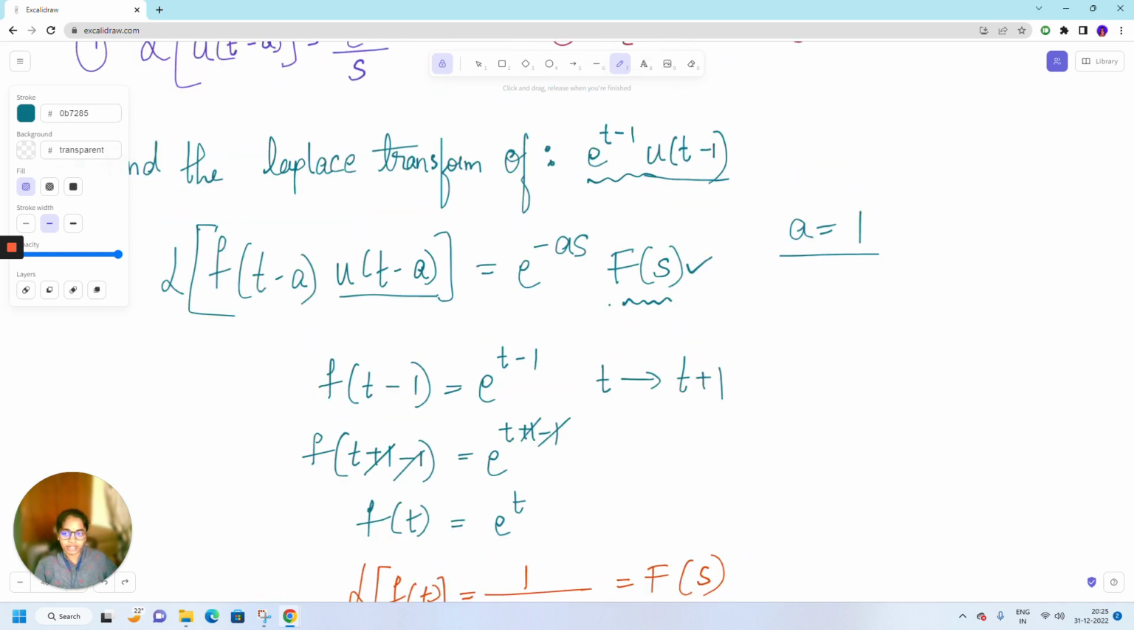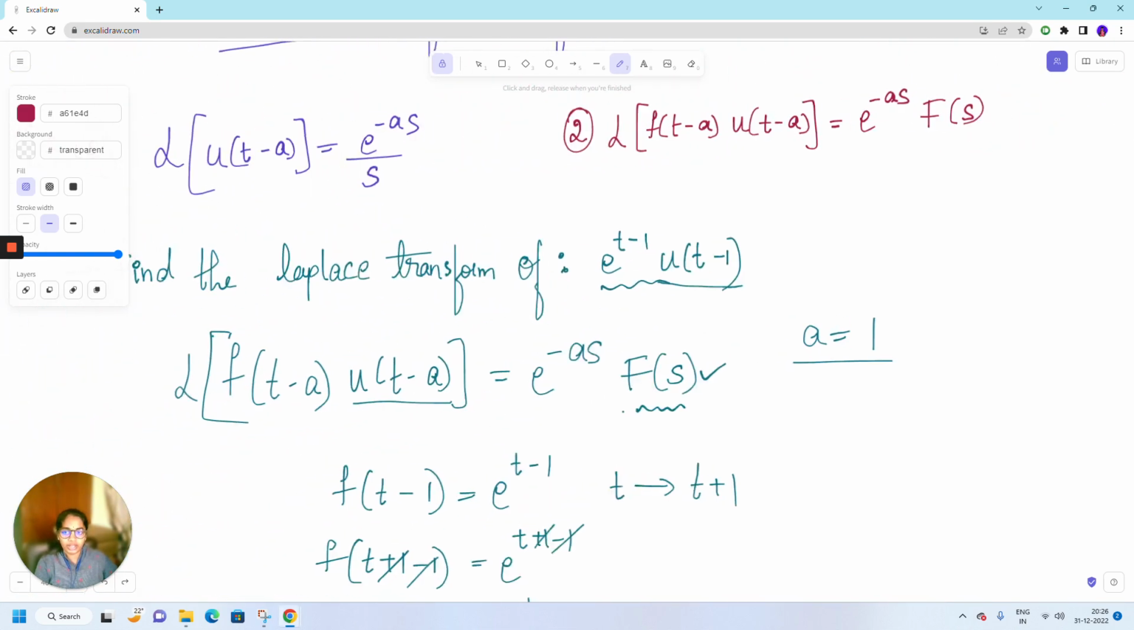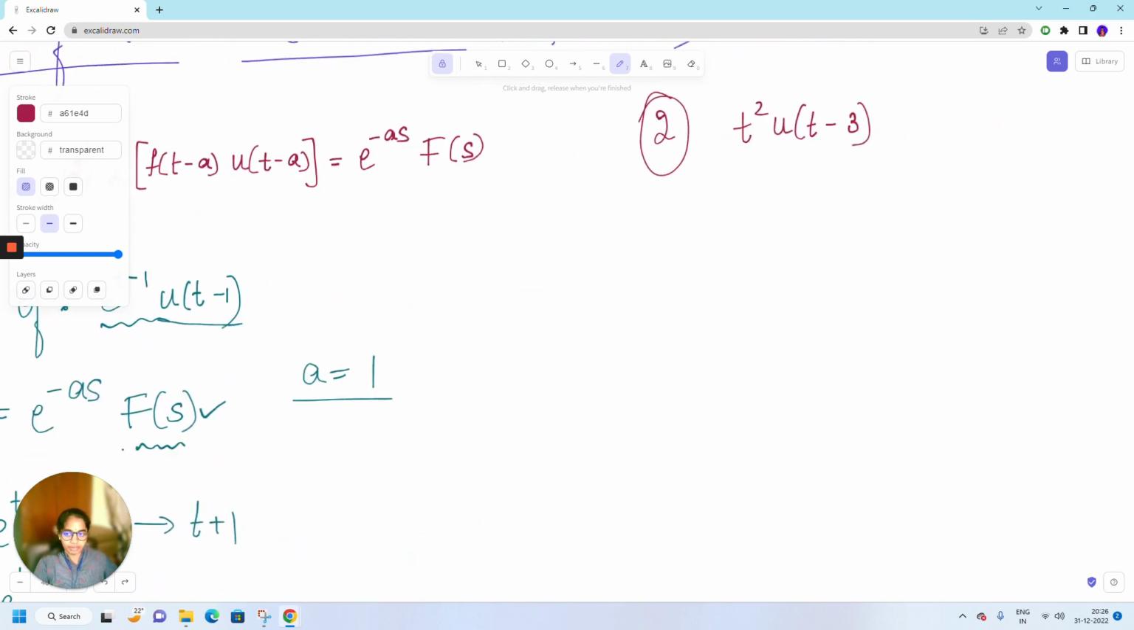Moving on to our next question, that is t square u of t minus 3. Firstly, what is the first step? Observe the two formulas. In which form is the given question? It is in the second format. Agree, we have f of t minus a into u of t minus a. Let me write down the formula, that is Laplace of f of t minus a into u of t minus a is equal to e to the power minus a f of s.